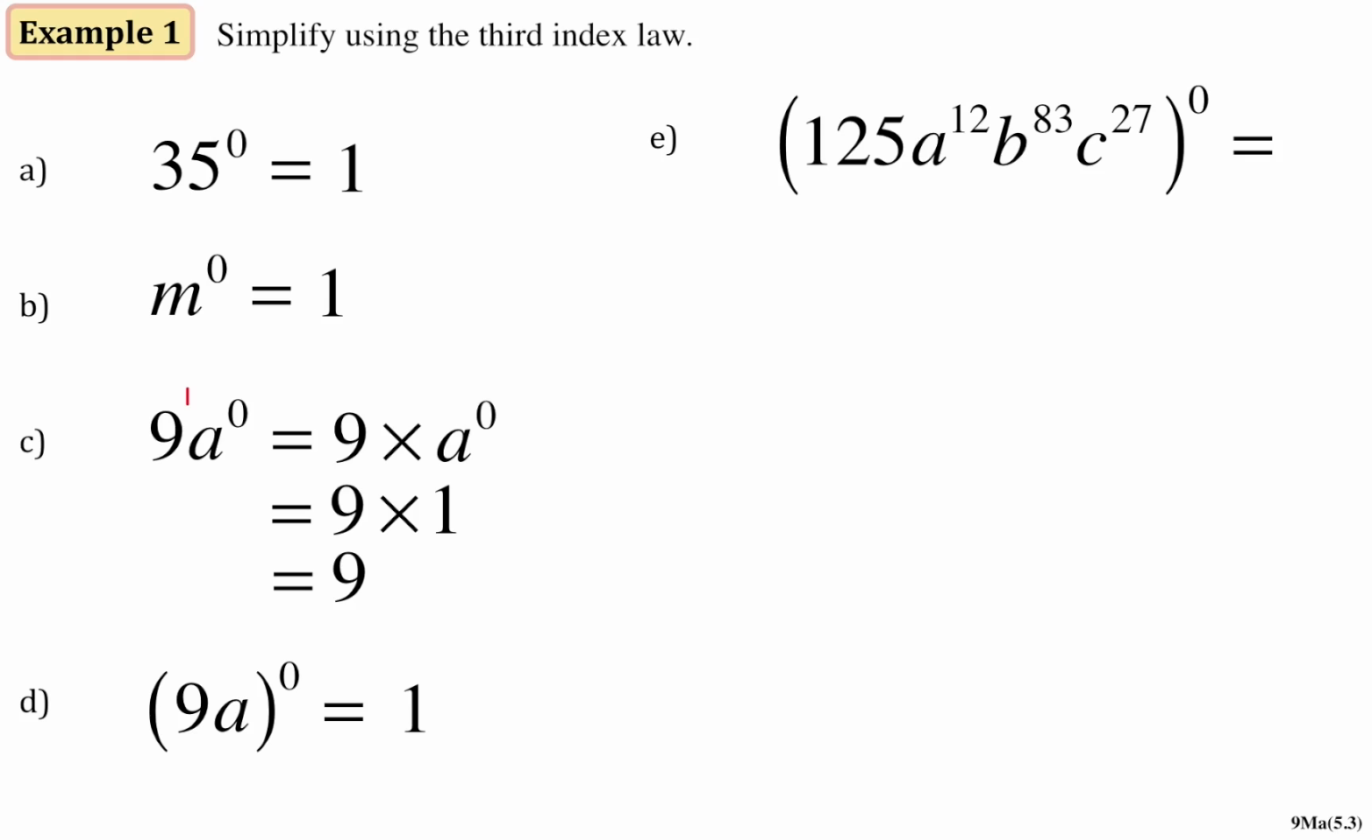Let's go to part E. Everything in brackets. It doesn't matter how complicated or how messy it is, because it's all raised to the power of 0. The answer is 1.